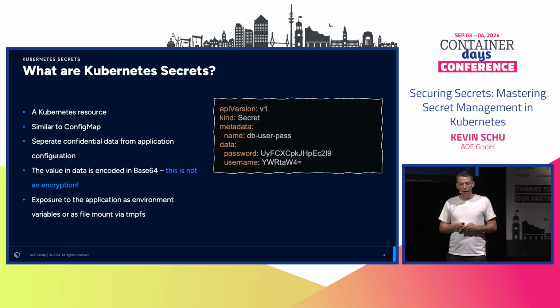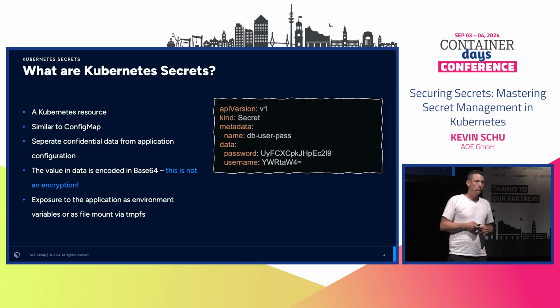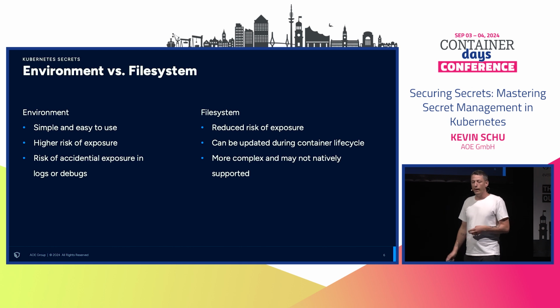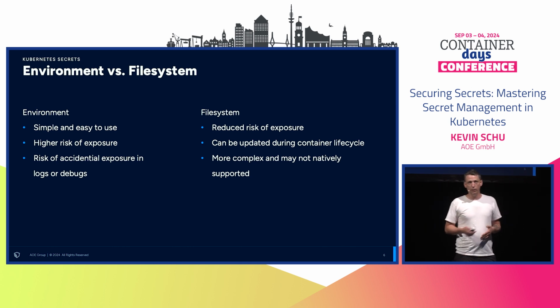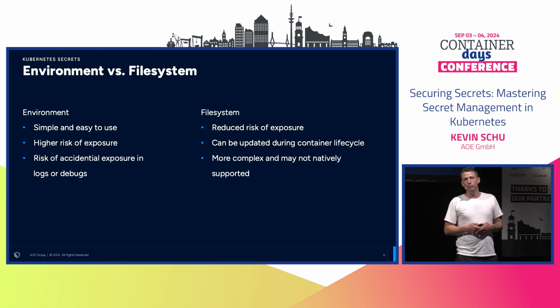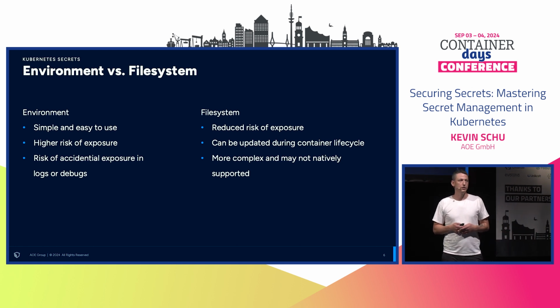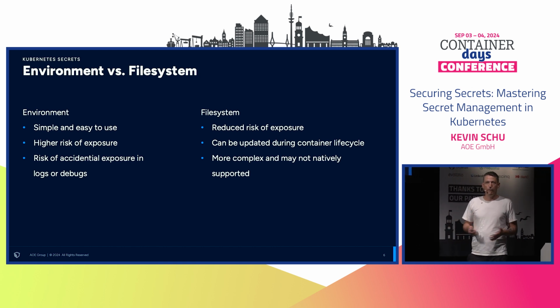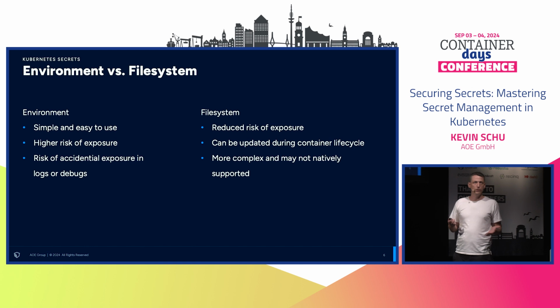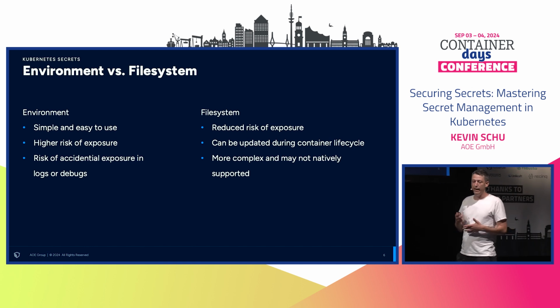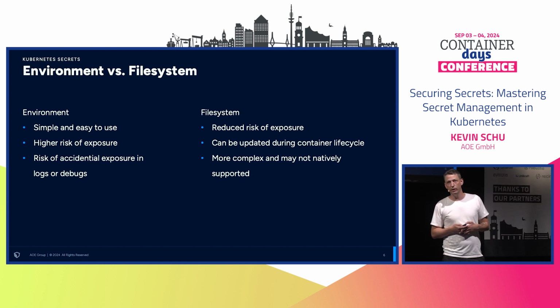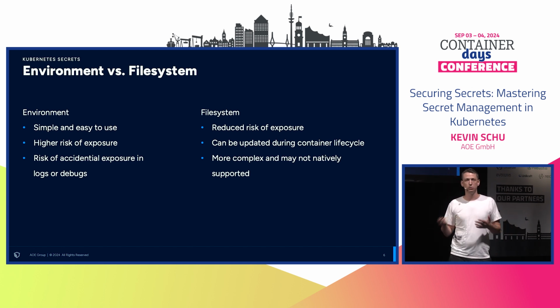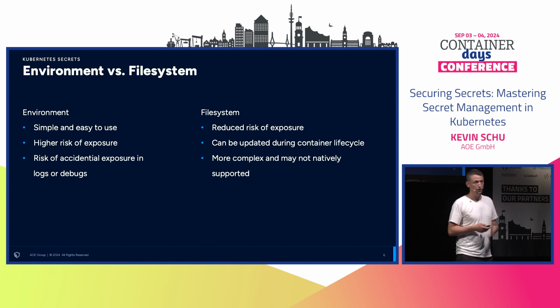Those Kubernetes secrets can actually be exposed to the application in two ways. You can either expose them via an environment variable to the application, or you can mount them as a file into the container's file system. The way of environment variables is the more convenient way. Nearly all applications support consuming secrets from the environment, but it actually has a higher risk of exposure. The reason for that is that it's easier to access environment variables on a compromised workload than it is to actually search for files on the file system.